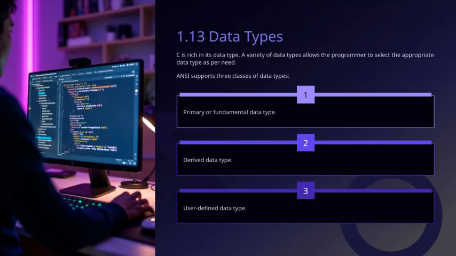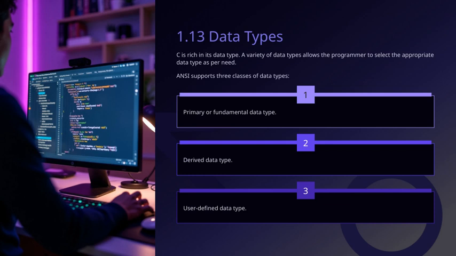Let's take a closer look at data types in C. C is quite rich in its data type options, which is a big advantage for programmers. Having a variety of data types means you can choose the most appropriate one depending on what your program needs to do. This flexibility helps optimize memory usage and processing efficiency. Now, specifically, ANSI C supports 3 main classes of data types.